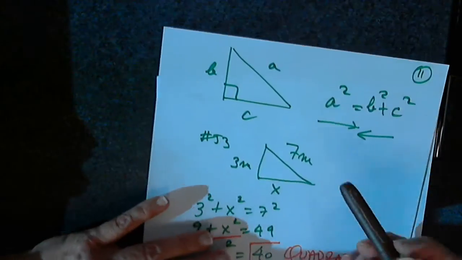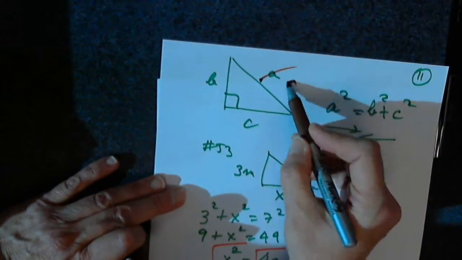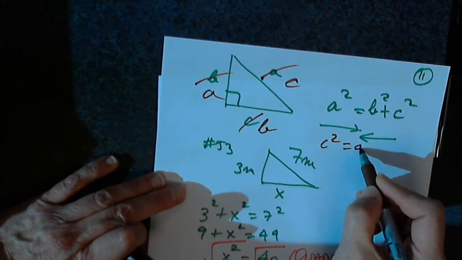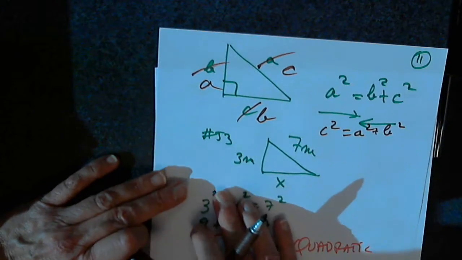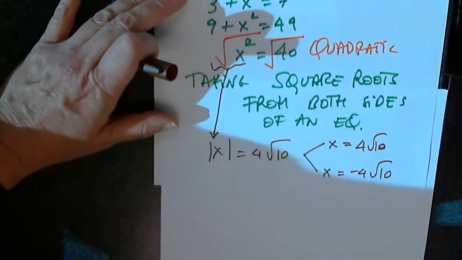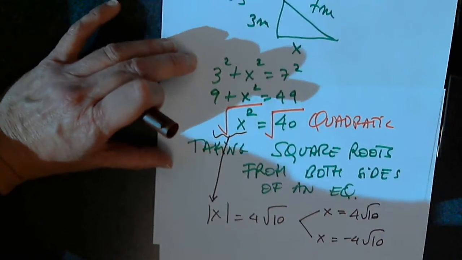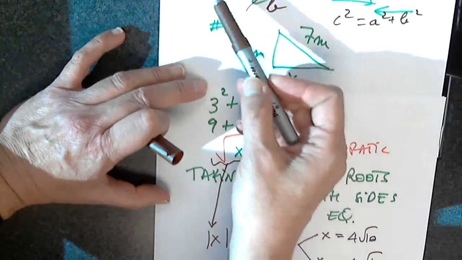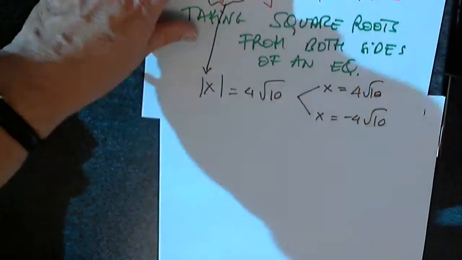Exactly. It doesn't matter how you denote them. You want to denote this by C, this by A, and this by B? That's fine. C squared equals A squared plus B squared. Denote them the way you like. It's not a problem. As long as you always write the hypotenuse squared is the sum of the two legs squared, that's fine.